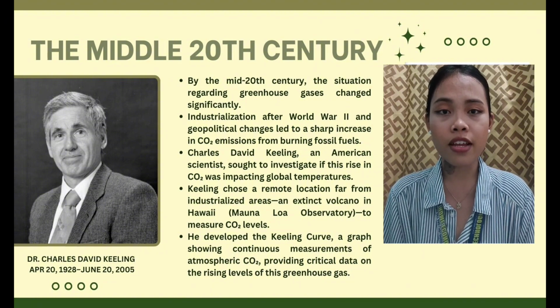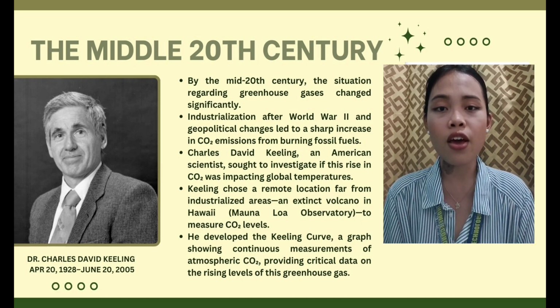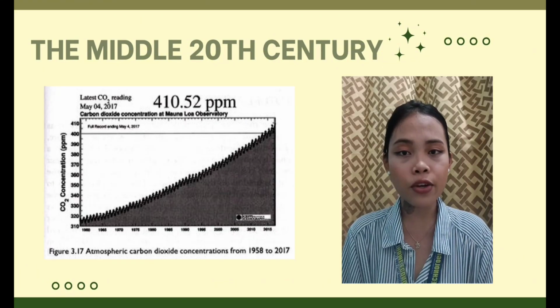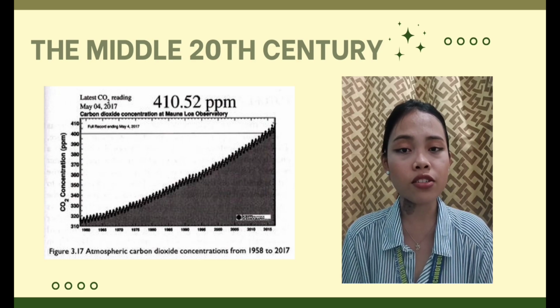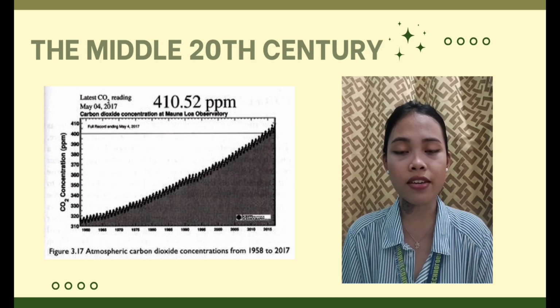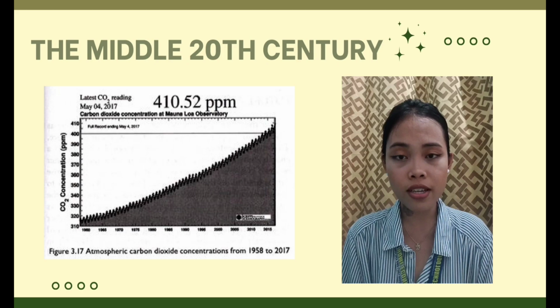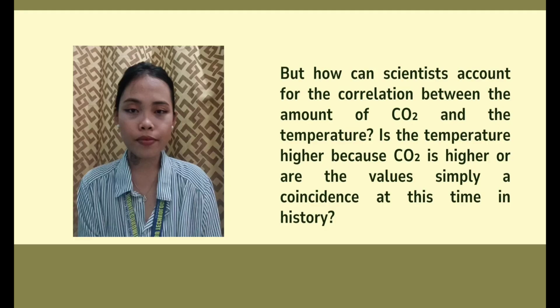This data provided the first clear evidence of how human activities were increasing carbon dioxide concentrations in the atmosphere. The Keeling curve became a landmark in climate science, demonstrating the link between industrial emissions and rising greenhouse gas levels. It also underscored the urgency of addressing human contributions to climate change.